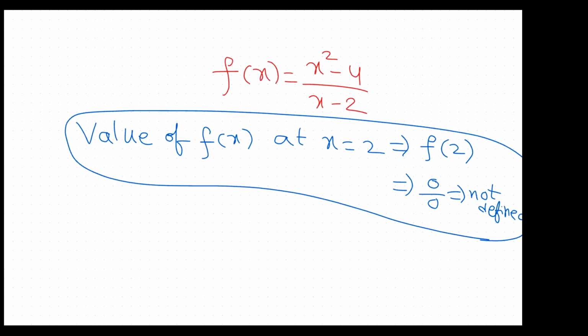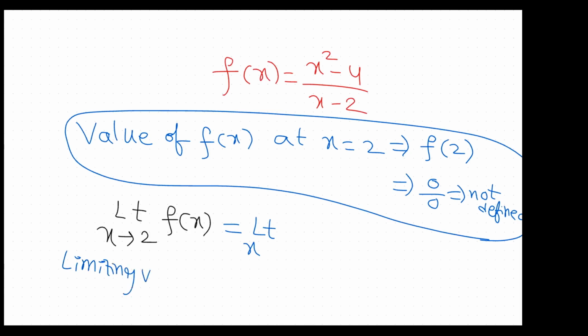That's where limit comes into the picture, because if they ask you what is limit x tends to 2 of f of x, for this question, what can we do? Limiting value of f of x, correct or not? This means what, ma? We are not calculating the value of f of x, we are calculating the limiting value of f of x at x equal to 2.